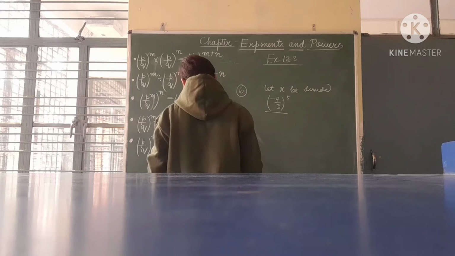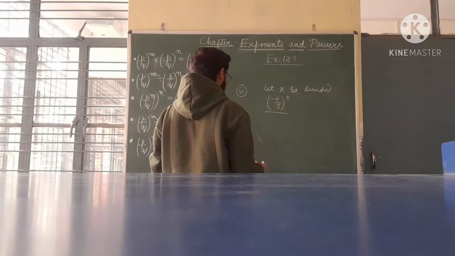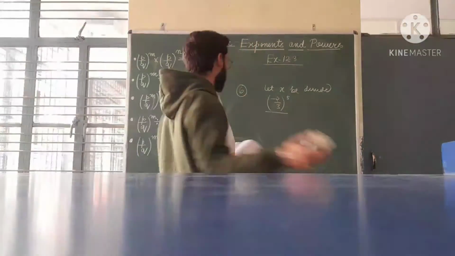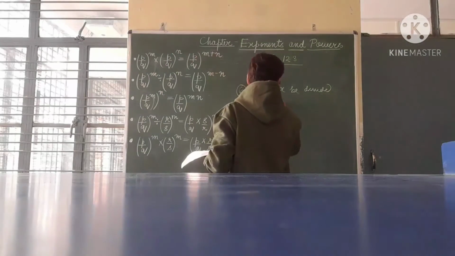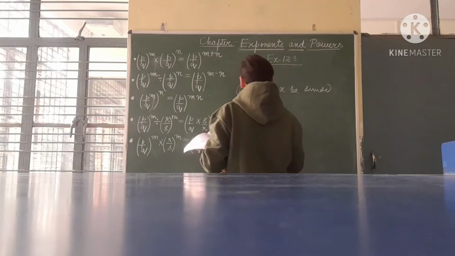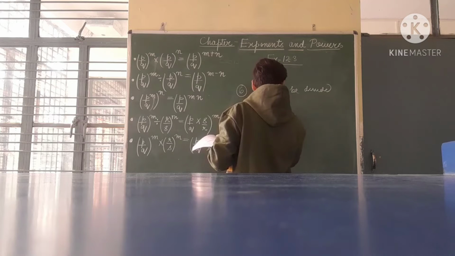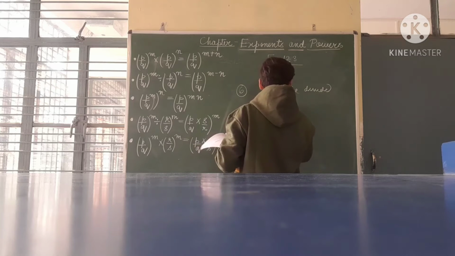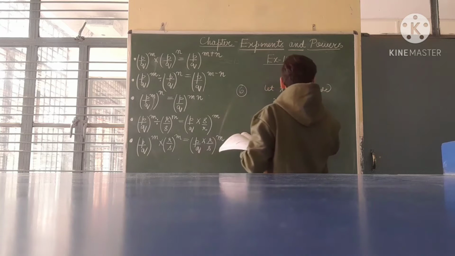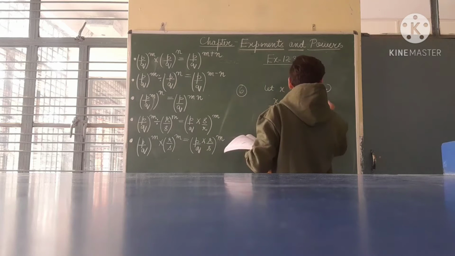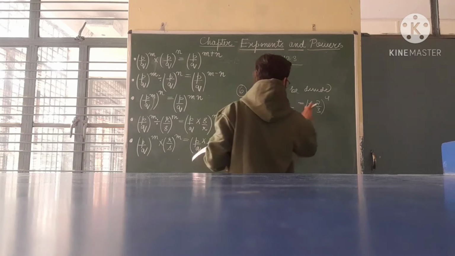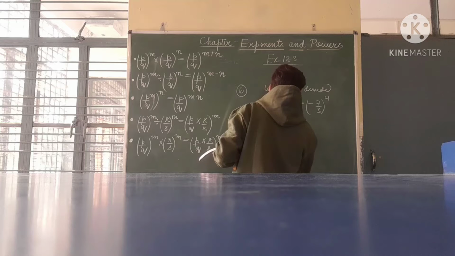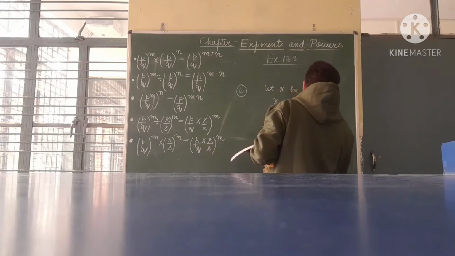By what number should 2 to the power minus 5 be divided so that the number becomes minus 2 upon 2 to the power 4? Now x is equal to that number, which we will multiply here. That is minus 2 upon 2 to the power 4 into minus 2 upon 2 to the power minus 5.